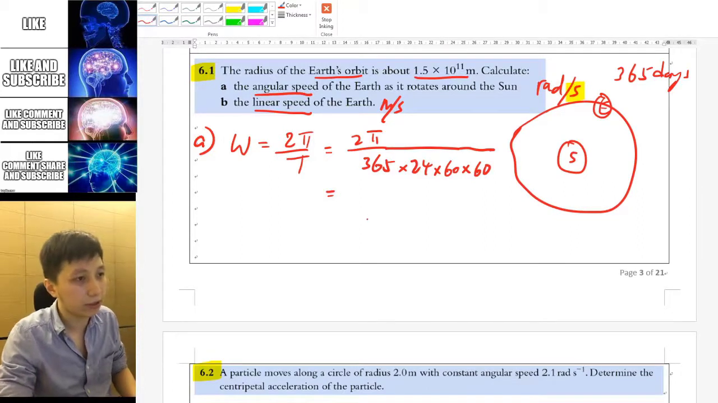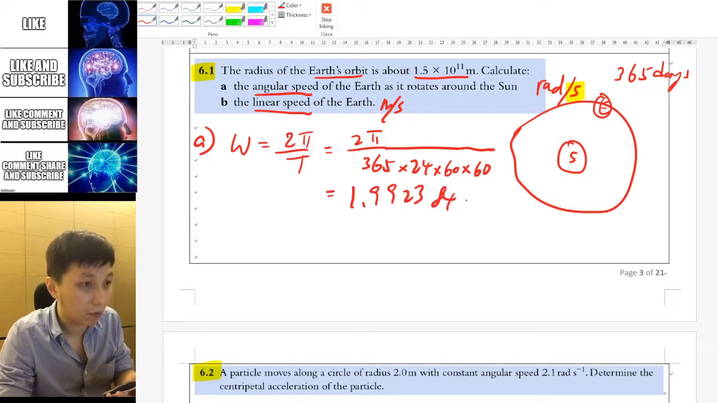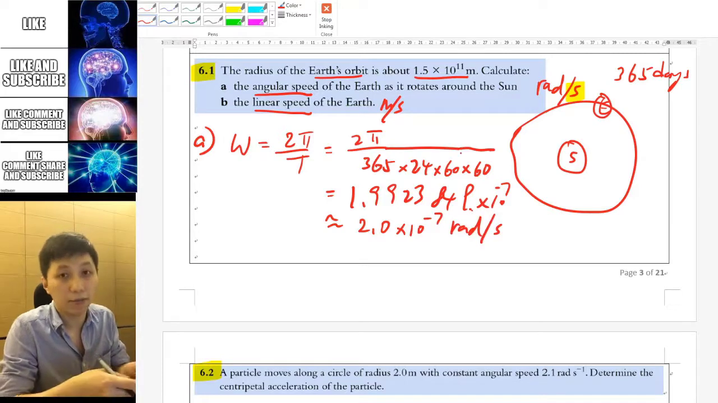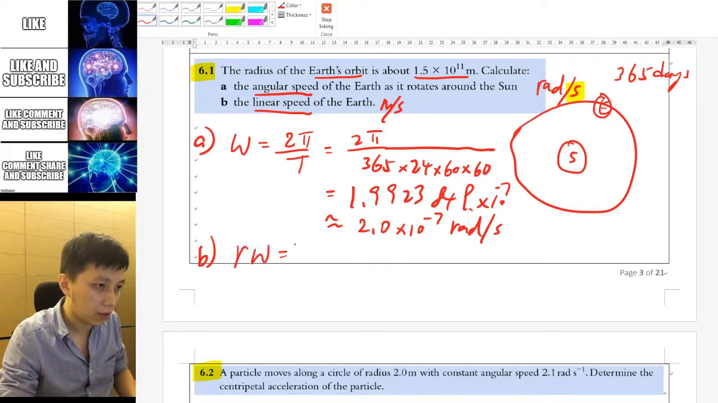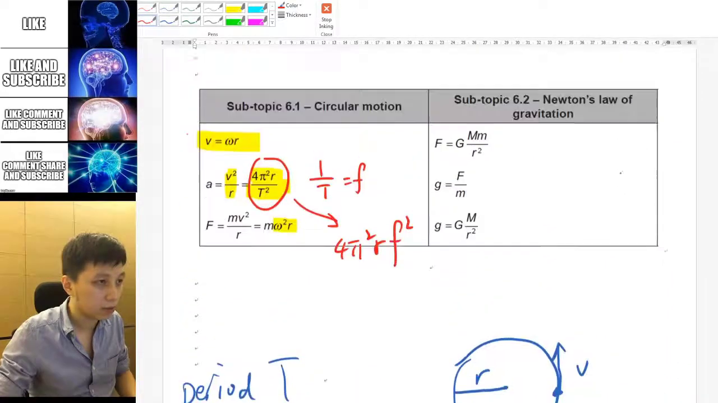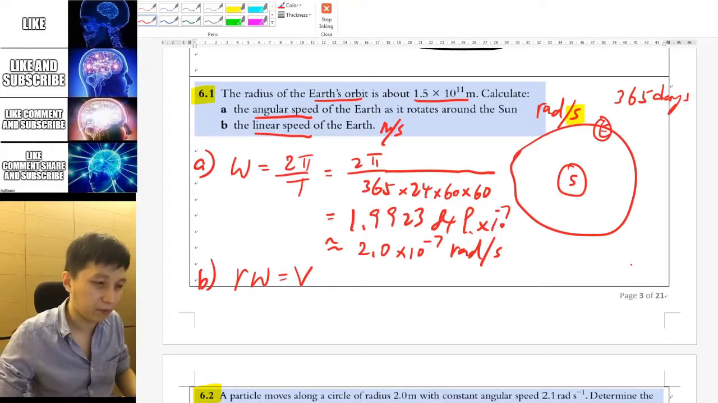So by using your calculator, you should be able to find something like 1.992384 something times 10 to the power of -7. So I will round this to 2.0 times 10 to the power of -7. Again, you have to write down the unit, radian per second. As for part B, r omega equals v. If you don't remember, you can go back to the data booklet, which is right here, or you can just simply think from the definition itself.